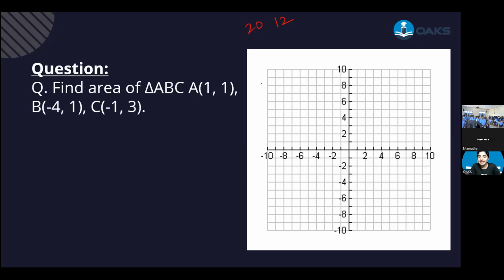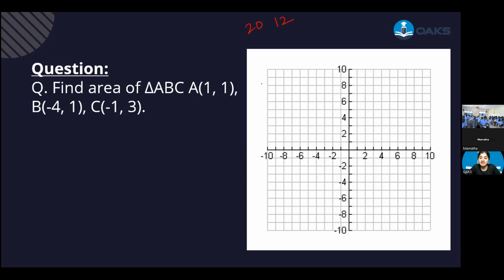We have to find the area of triangle ABC. A is this, B is this, C is this. Just start the question. Same steps you have to follow. Plot the points and then find the base and the height and put it in the formula. That's so easy and everyone can do this.